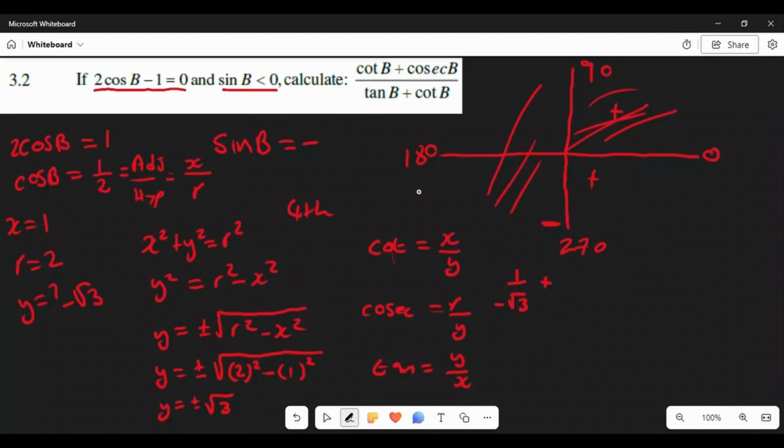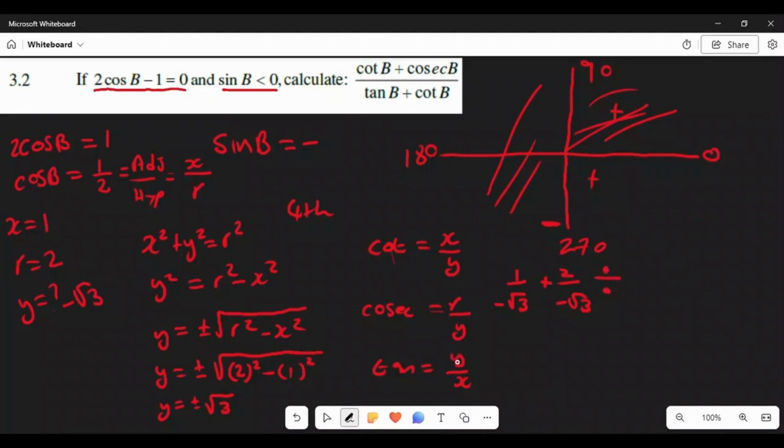So cosec is going to be r over y. What is our r? Which is going to be 2 over what? Over y, which is also going to be negative root 3. All right, I hope you guys can see. And then we have this solid line here that says we are dividing, right?